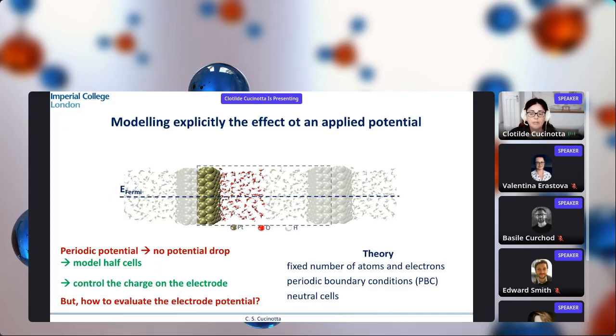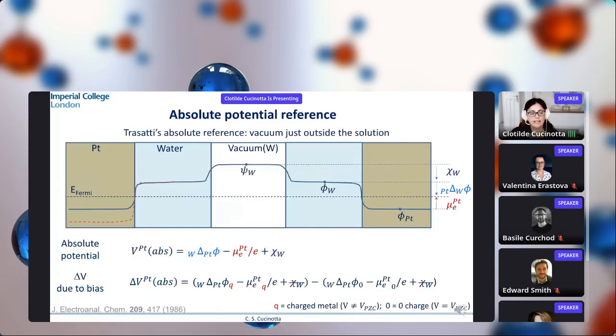But at this point, we have another problem. How do we evaluate the electrode potential? Okay, we manage in some way to charge the electrode, but how do we evaluate the electrode potential? In this case, there are several recipes that are adopted by the community. One of these is a concept introduced by Tresatti, which is to include a vacuum layer in the middle of the cell and use the vacuum point just in front of the water layer to align the potential of the electrode to the potential of the standard hydrogen electrode.